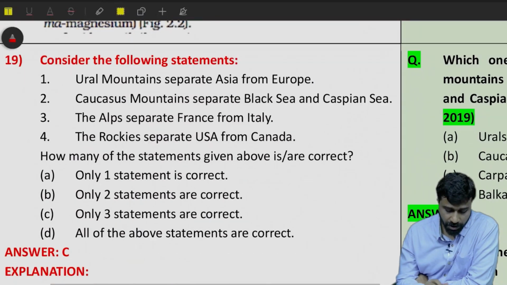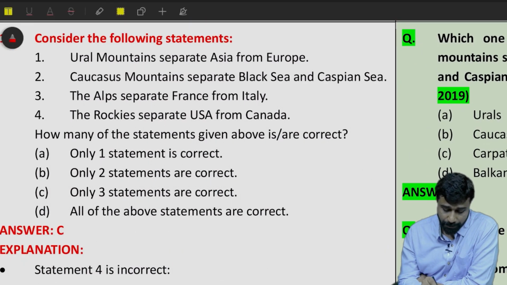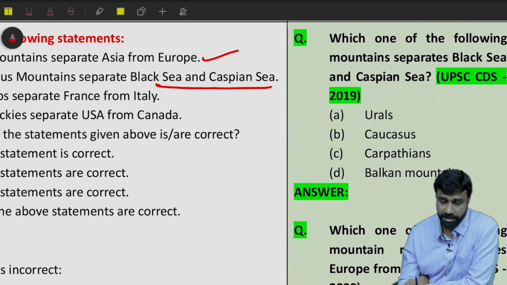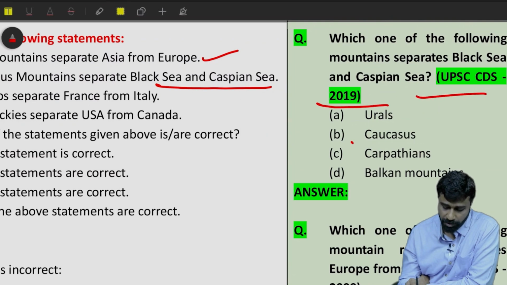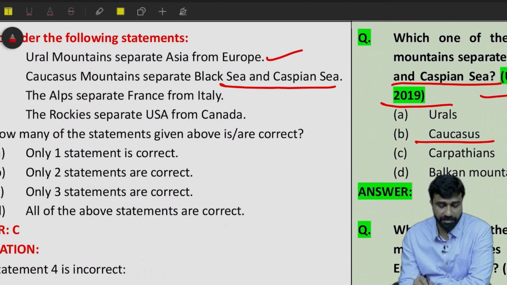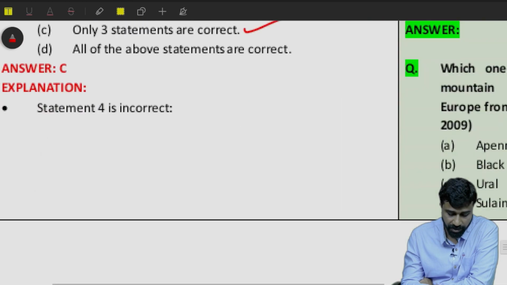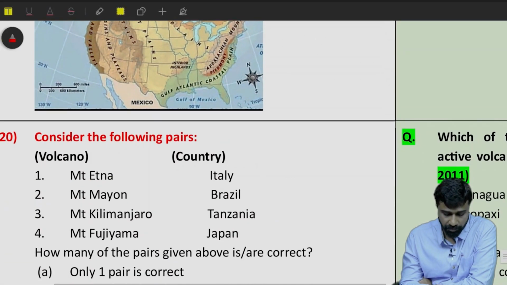Coming to the 19th question, Ural Mountains separate Asia from Europe. That is true, and Caucasus Mountains separate Black Sea and Caspian Sea. This was a previous year question in CDS in 2019. Alps separate France from Italy. This is also true, and Rockies do not separate USA from Canada. This is a wrong statement. Only 3 statements are true. This is correct, right? Please go through the map once again.